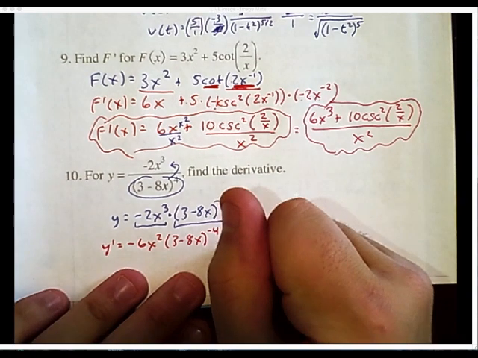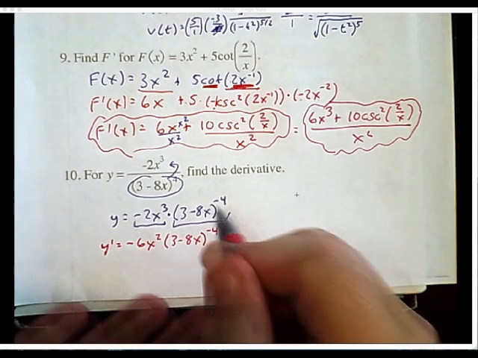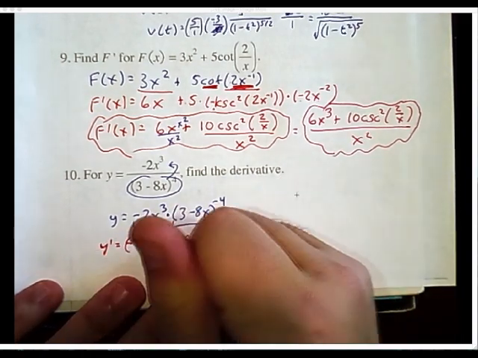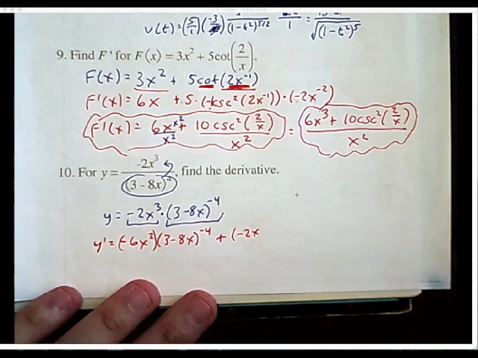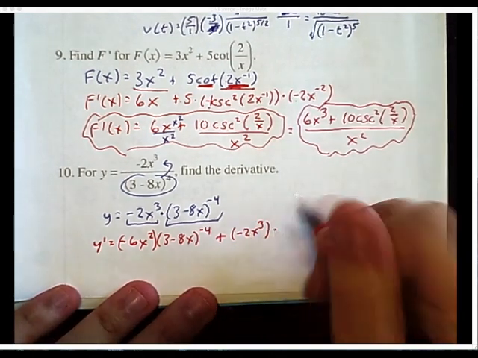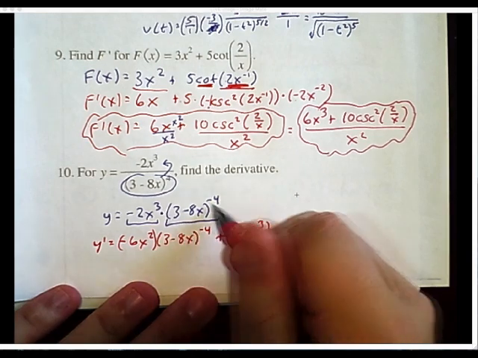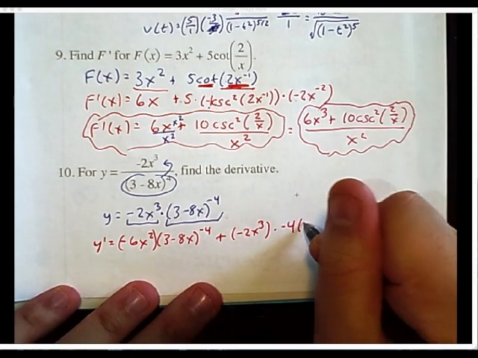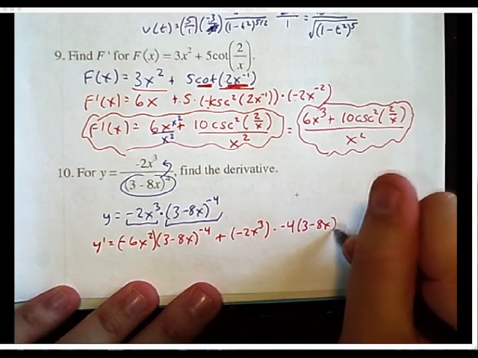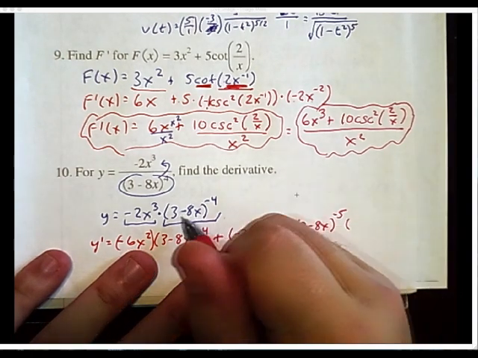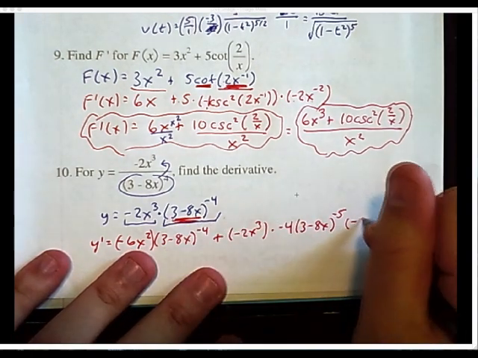When you use the product rule, it's always a plus the first here times the derivative of the second. So how would you find the derivative of this? You would have to use chain rule. So the negative 4 comes out front. 3 minus 8x stays alone. Okay. You drop the power by 1, and then you multiply times the derivative of the inside, which would be negative 8.